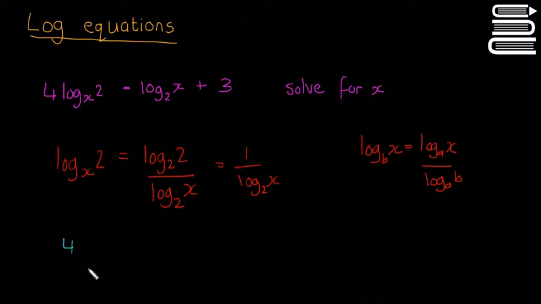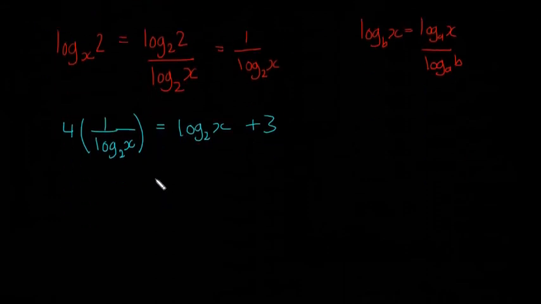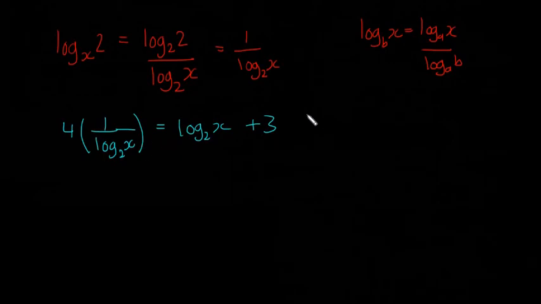Alright, so I'm going to rewrite this equation, and I'll go blue. So now we're going to have 4 by 1 over log base 2 of x is equal to log base 2 of x plus 3. Okay, and now we can solve this. Normally if you had a fraction, you'd multiply everything by whatever is on the bottom of that fraction, but we can't multiply everything by log base 2 of x. That's one of the things with logs, you can't just multiply everything by that.